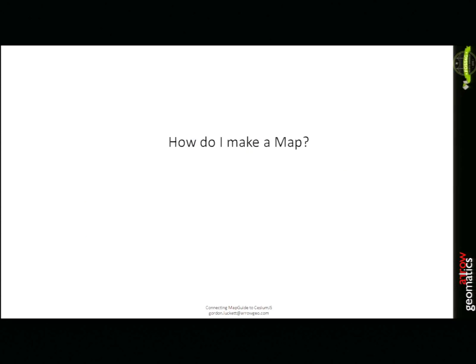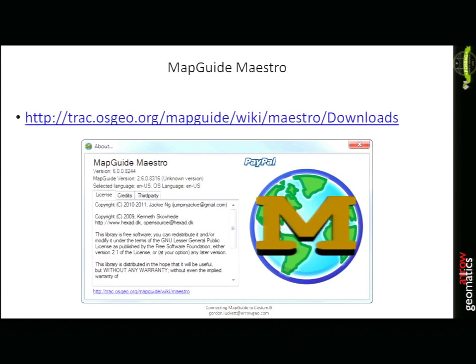But how do I make a map? So basically, I've got the server, I've got this web engine. Do I have to write a bunch of CSS and all? No. There's this magical thing called MapGuide Maestro. It is a very fat client you install on your desktop. It is DLLs and that, but I've actually had it running on my Mac for years. It works great using Mono. It's great.